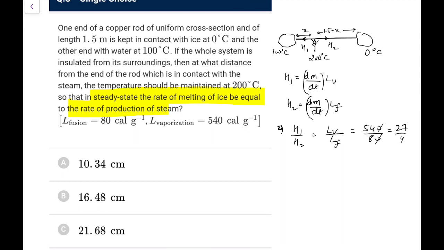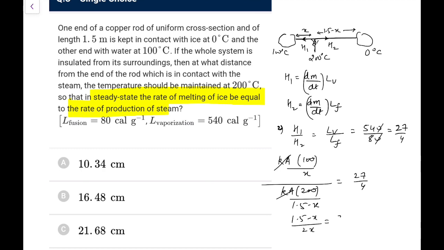Now what is H1? H1 you know is K A delta T by L, so that would be K A, delta T here would be 100, over x, and H2 would be K A again, where the difference would be 200 and the gap would be 1.5 minus x. So that is 27 by 4. The K A cancels, the zeros cancel. So 1.5 minus x over 2x is equal to 27 by 4.